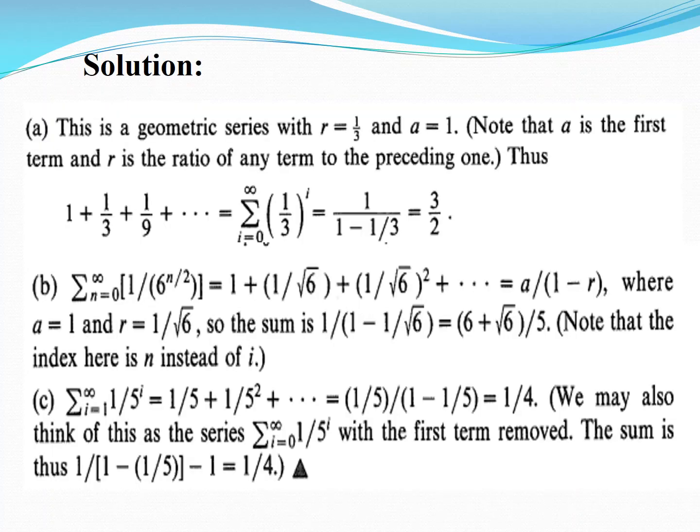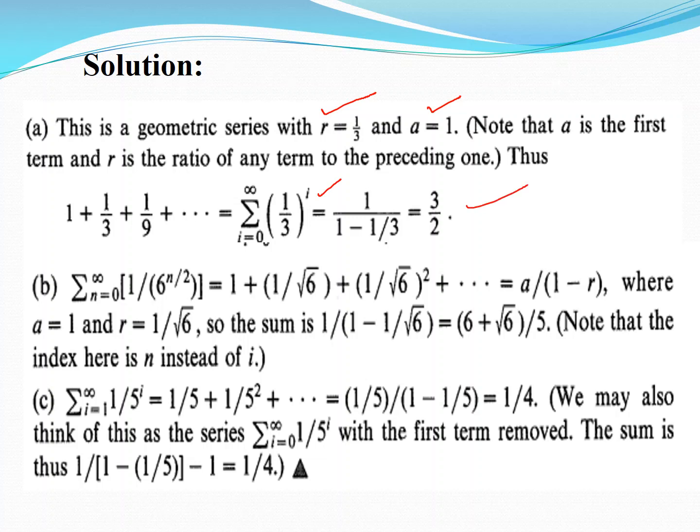In the first part, r is equal to 1 by 3. This is the geometric series with first term a equal to 1, a is not equal to 0 and r is less than 1. Thus, this summation will be equal to a over 1 minus r, which is 3 by 2.